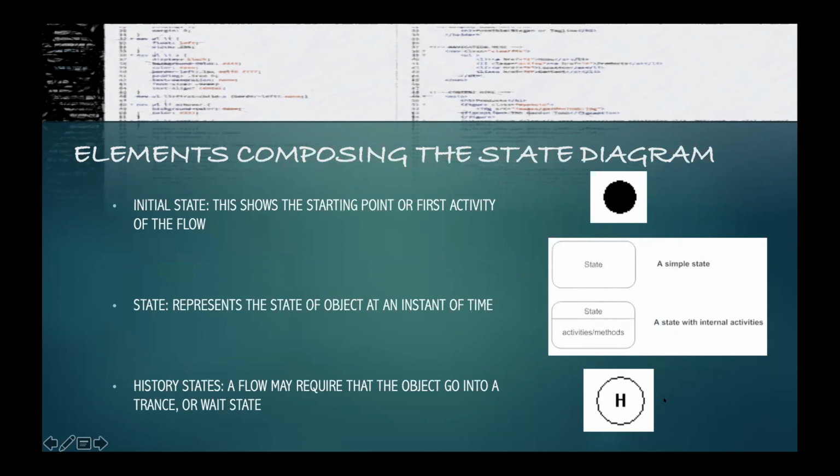The other one is the history state. It is used to remember the previous state of a state machine when it was interrupted. This is shown in the state diagram with the help of a letter H enclosed in a circle.